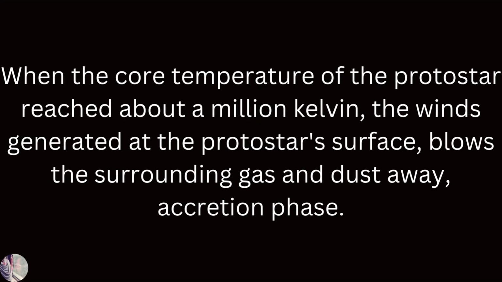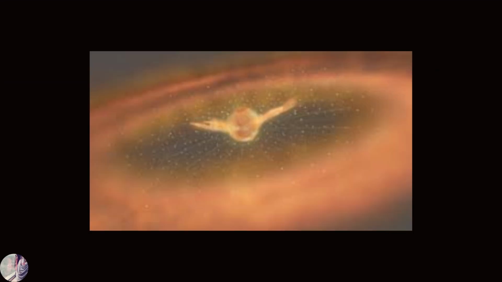When the core temperature of the protostar reaches about a million Kelvin, the winds generated at the protostar surface blow the surrounding gas and dust away. That is actually the end of the accretion phase. This figure represents the winds that are generated on a protostar surface.